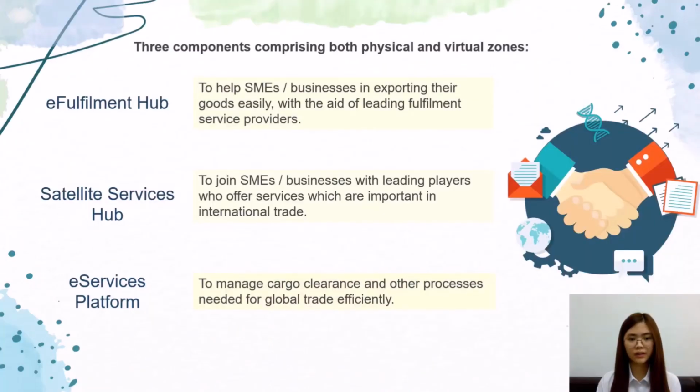There are three components comprising both physical and virtual zones. First, the e-fulfillment hub can help SME businesses in exporting their goods easily with the support of leading fulfillment service providers. Second, the satellite services hub joins SMEs or businesses with leading players who offer services like financing, last mile fulfillment, insurance, and other services which are important in international trade. Lastly, the e-services platform can manage cargo clearance and other processes needed for global trade efficiently.